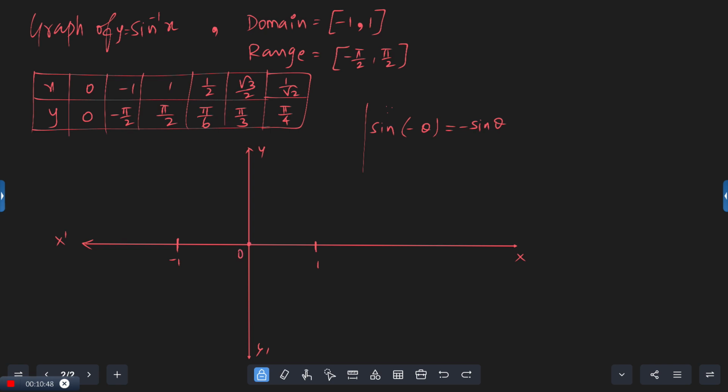And next, in the positive side, I am going to take pi by 2. Next pi, next 3 pi by 2, next 2 pi. These are the values which I gave. Here in the negative side, minus pi by 2, in the same manner minus pi, minus 3 pi by 2, minus 2 pi.